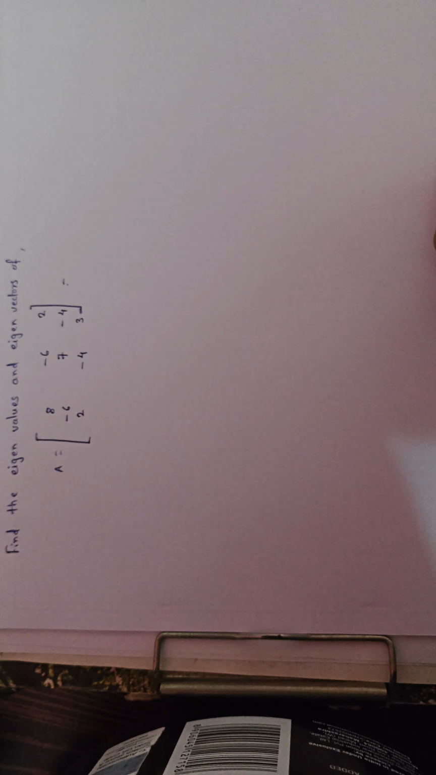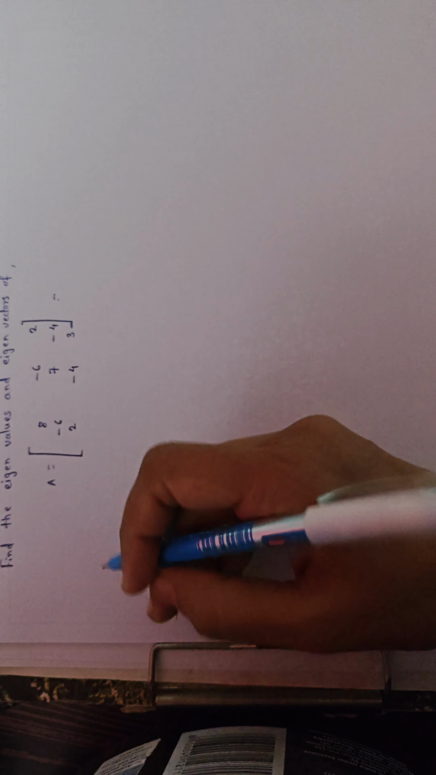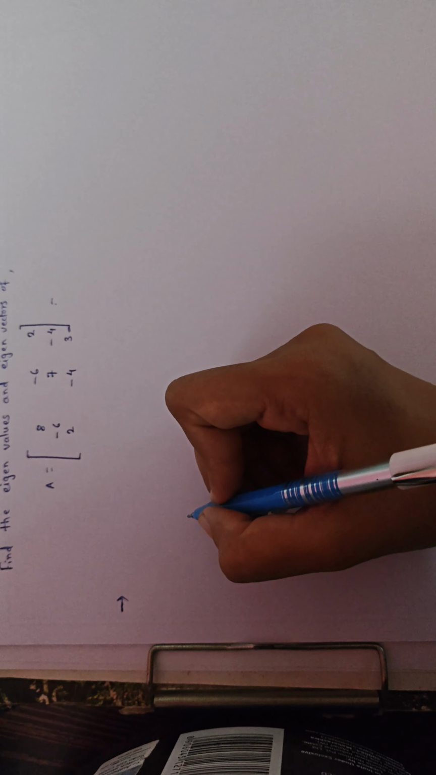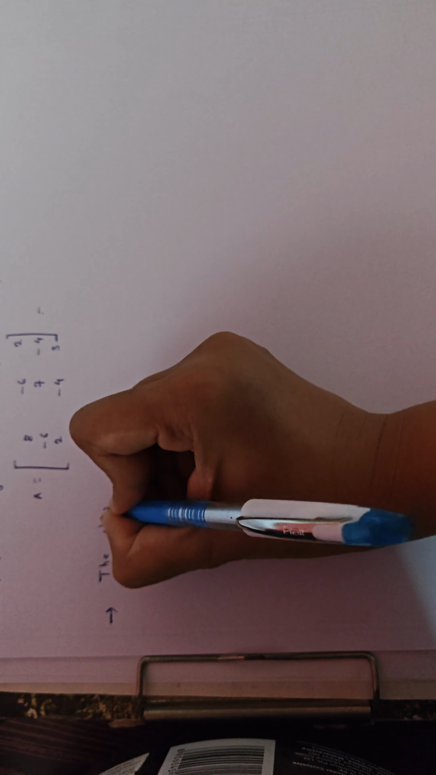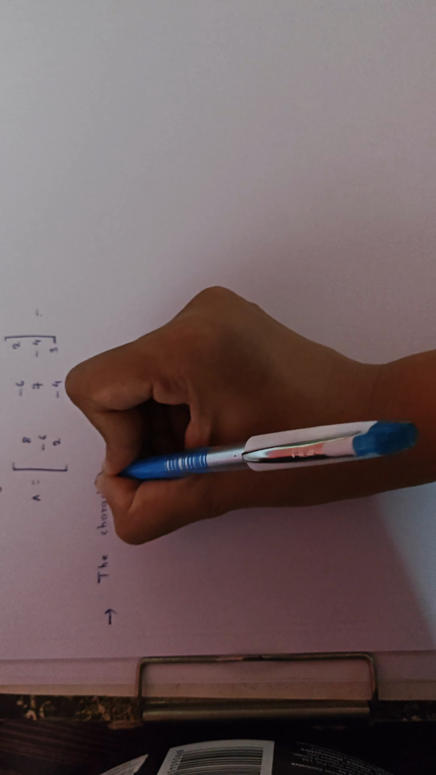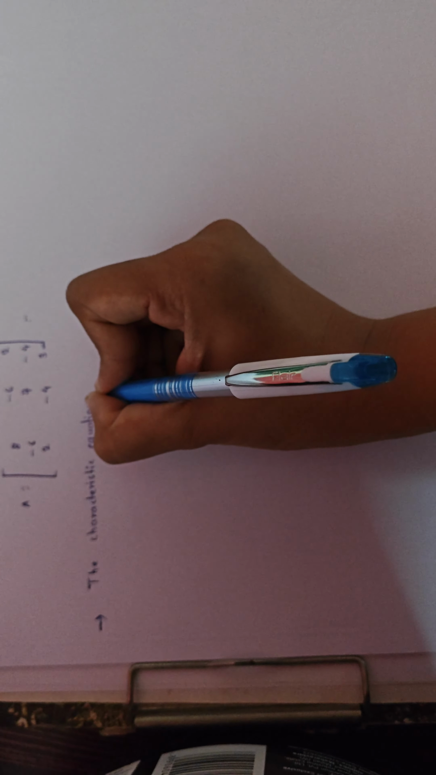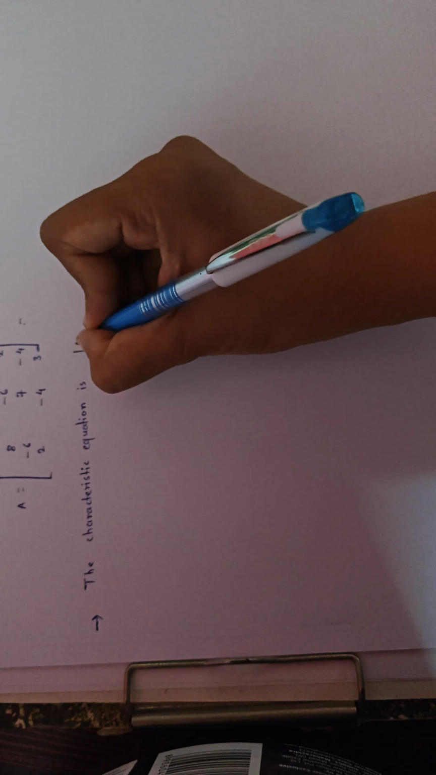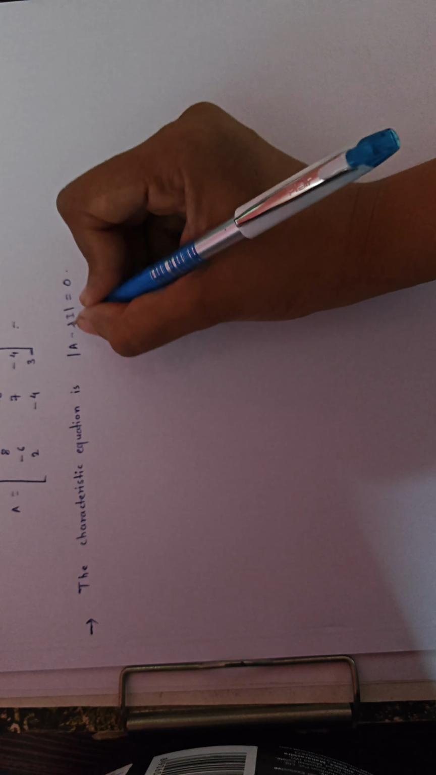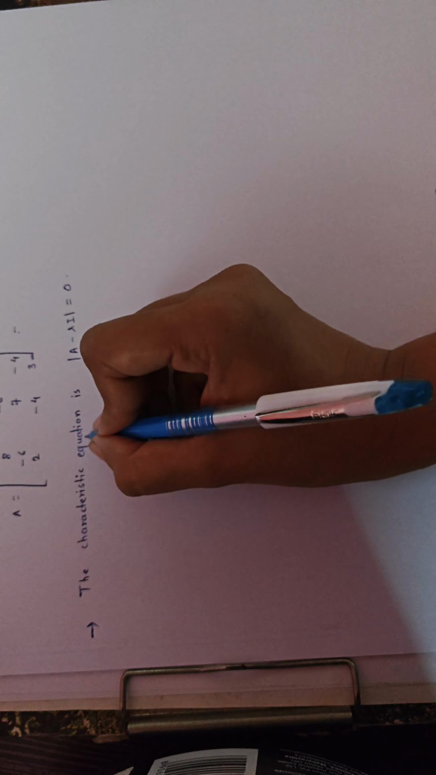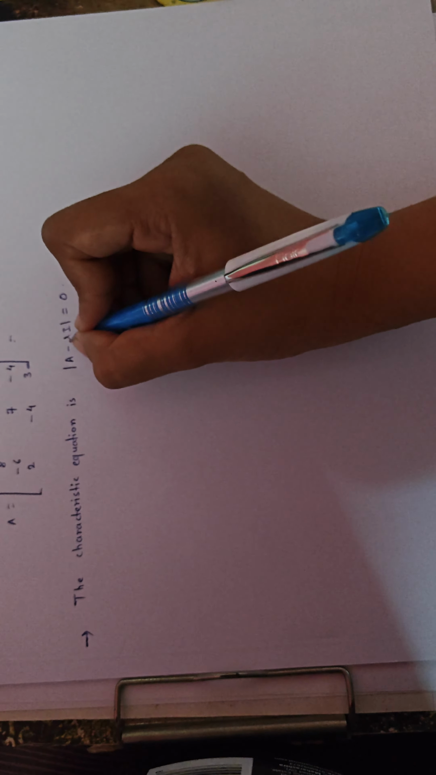So the question is, find the eigenvalues and eigenvectors of matrix A. So here, to find the eigenvalues, we first need to find the characteristic equation. The characteristic equation is determinant of A minus lambda I is equal to 0, and finding the values of lambda is nothing but finding the eigenvalues of matrix A.